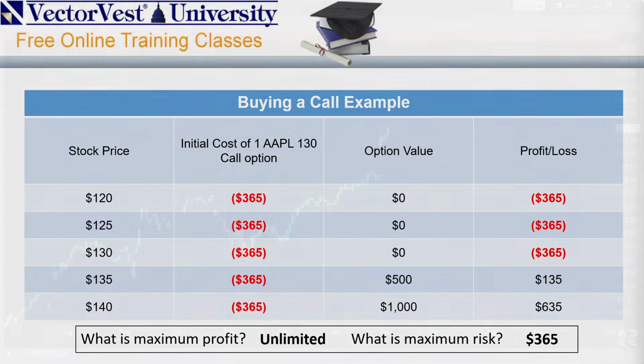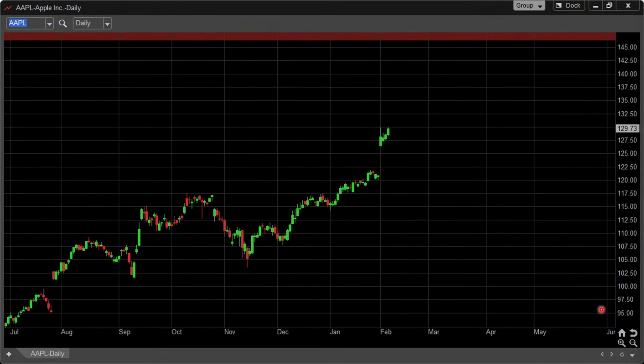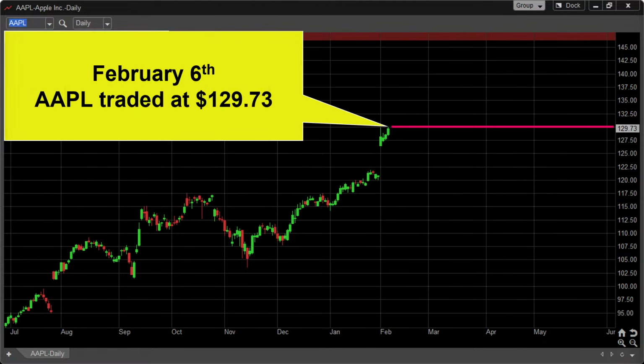Okay, so let's see what does this mean for you as an investor. Here's kind of how that trade would have played out. The two different types of people who are trading. You got the investor who buys the stock and the option trader. On February 6th of that year, Apple was trading at 129.73. And you could have bought the stock.